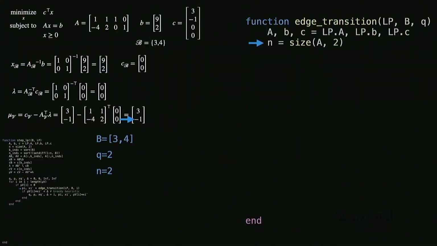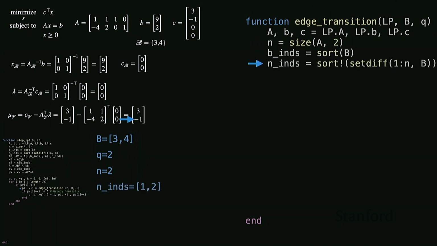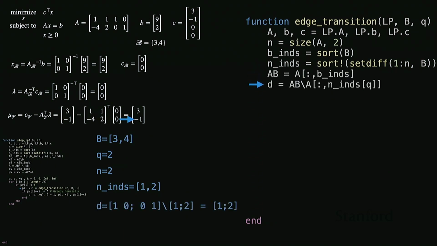Okay, so we're now up here in edge transition. These are the components that we're working with. Our basis is still 3, 4. The Q index that we've passed in here is 2, because that's where we were in that previous for loop. And then n here is just 2 as well. So we're going to compute the n indices like before. Those are just our free indices. And then everything else is similar to what we've done, except for this d term. So d here is the denominator in that minimum ratio. This is just the denominator term, the inside of these parentheses. We haven't taken the pth component of it yet, but we're just computing the denominator here.